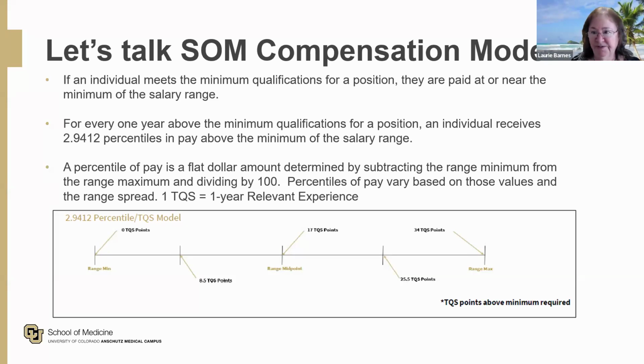So if I'm an entry-level professional with a TQS score of 38, my salary is going to be at the maximum of the range, is what our model will predict. Any questions about that? Okay, next slide.